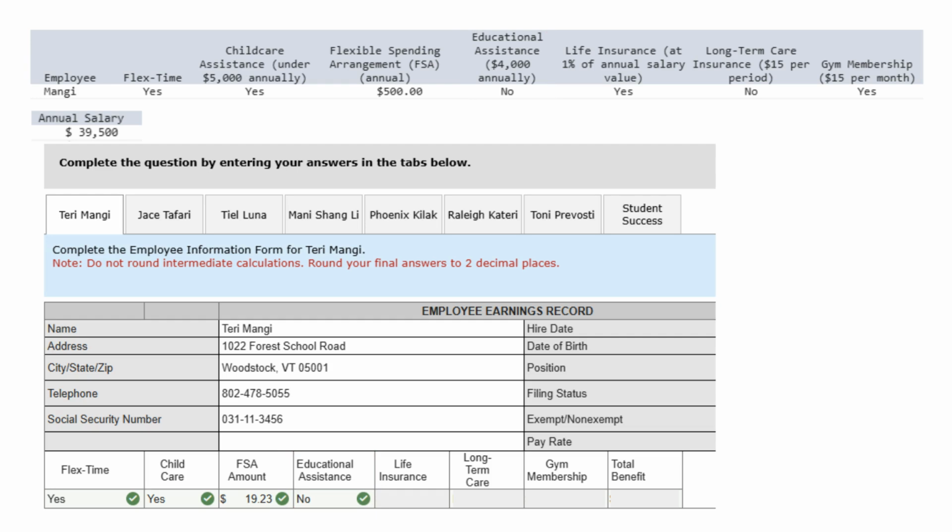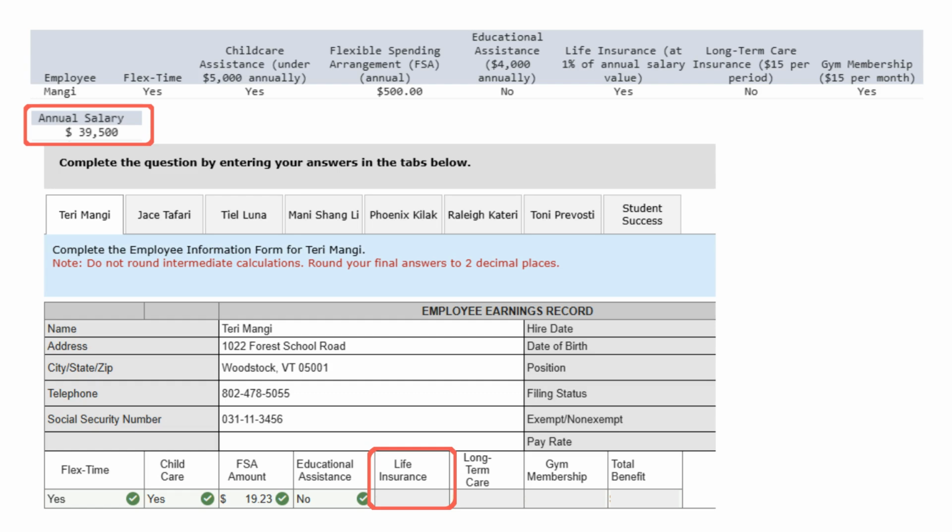Next, we calculate the life insurance amount per period. We use Terry's annual salary, which is $39,500. Just keep in mind that your homework exercise may have different amounts than I am showing here, but the wording of the problem and the solution approach is the same. And, for hourly employees, you have to first calculate the annual wage amount. Just remember that employee Shangli only works 20 hours per week.